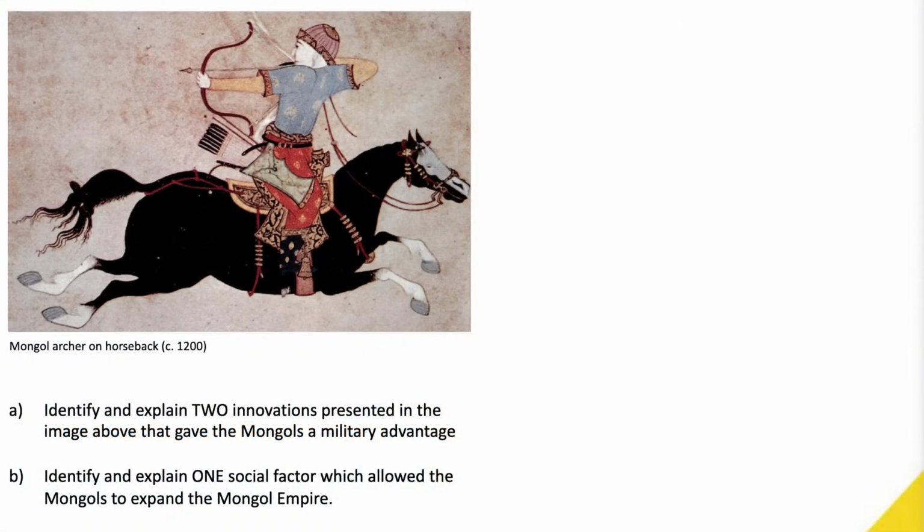Not much here, right? Mongol archer on horseback, 1200s. What was going on in the 1200s with the Mongols? I'm looking for one name. Well, okay, maybe his name is like two different things. Two names, or two words that make up his name, I guess.